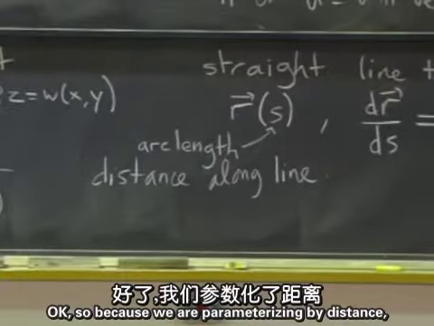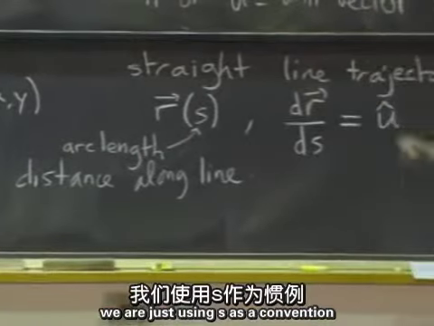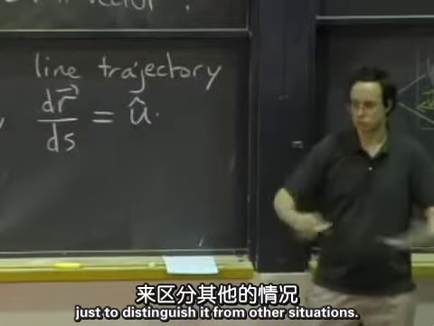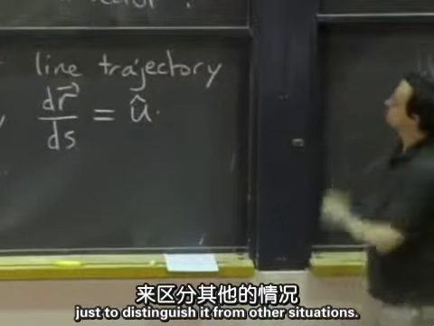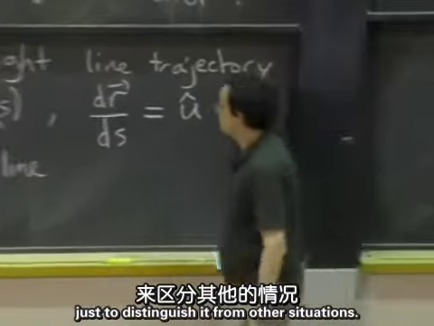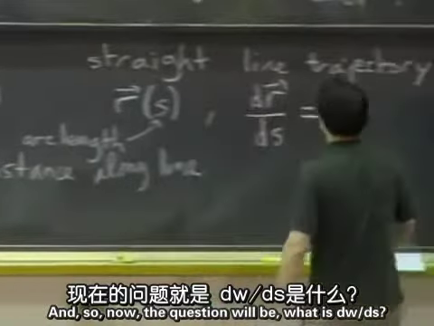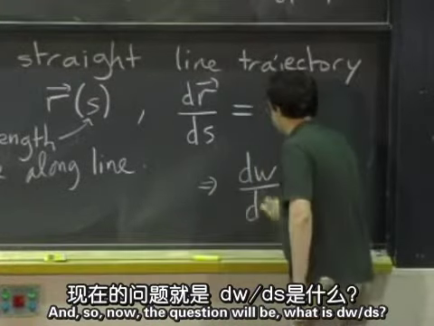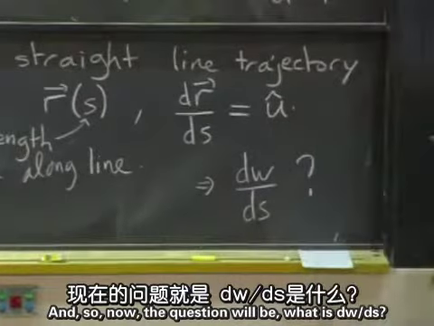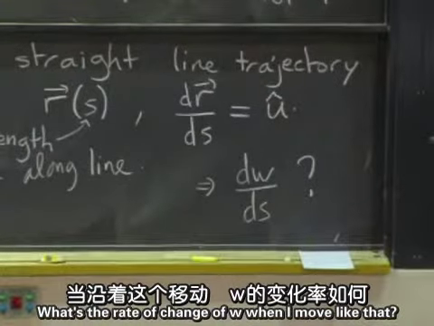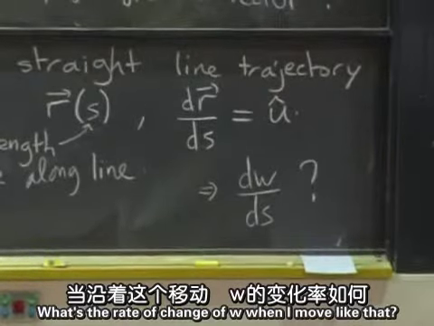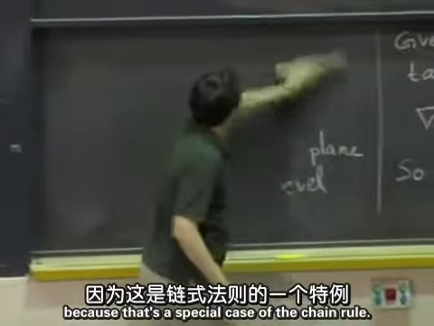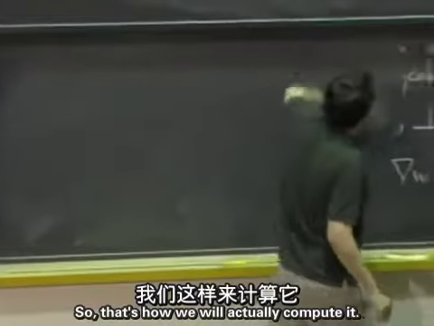Okay, so because we are parameterizing by distance, we're just using s as a convention, to distinguish it from other situations. And so now the question will be, what is dw ds? What's the rate of change of w when I move like that? Well, of course, we know the answer because that's a special case of a chain rule. So that's how we will actually compute it.